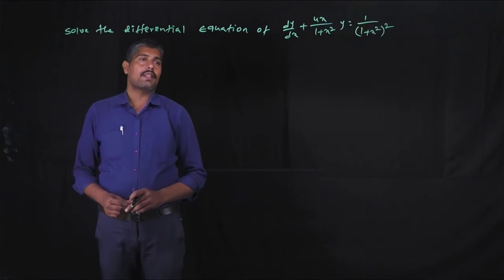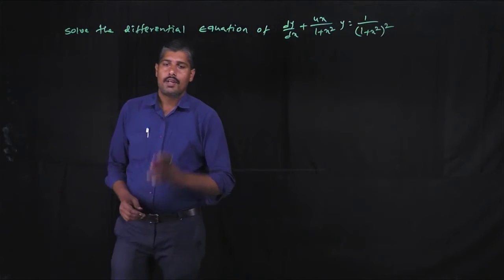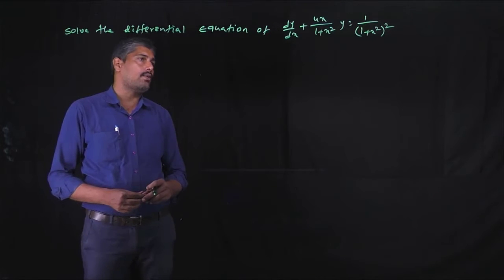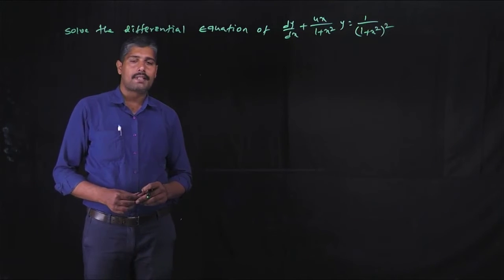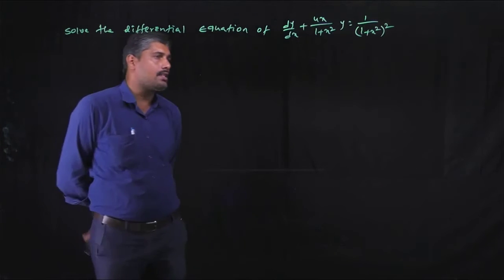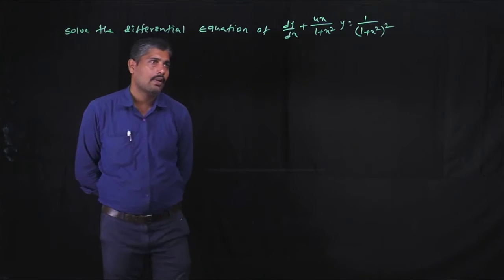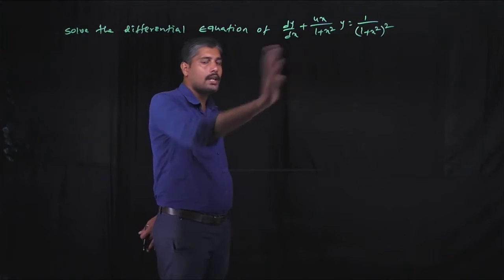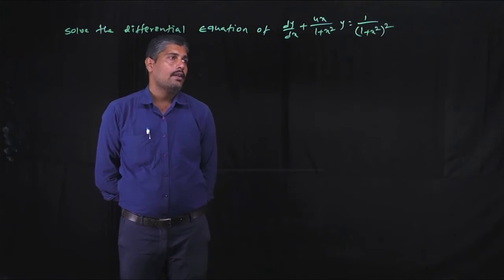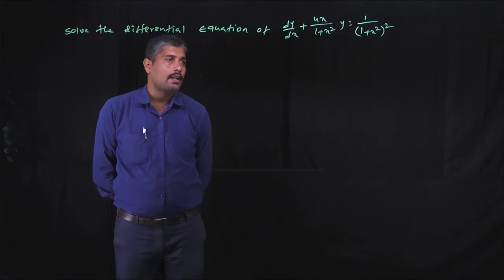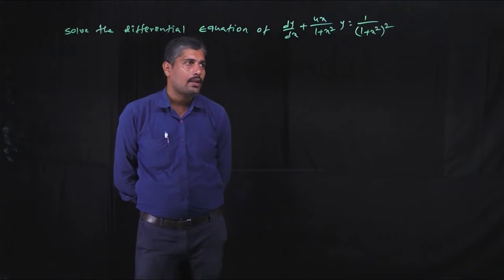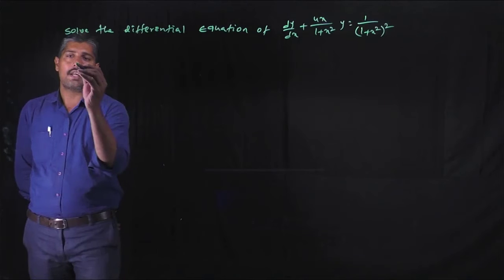See some problems on linear differential equations. Solve the differential equation dy by dx plus 4x by 1 plus x square into y equal to 1 by (1 plus x square) whole square. First check: is this solvable by the variable separable method? No, we are not able to separate y terms and x terms. Is it a homogeneous differential equation? No, the degrees in numerator and denominator are not equal. Is it non-homogeneous? No. That's why we check whether this is a linear differential equation.